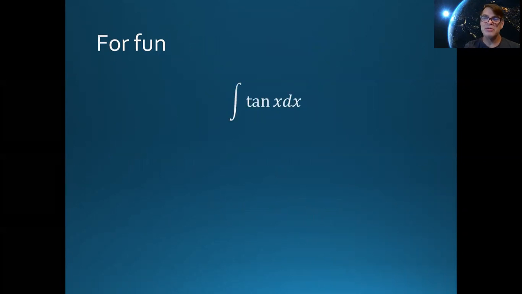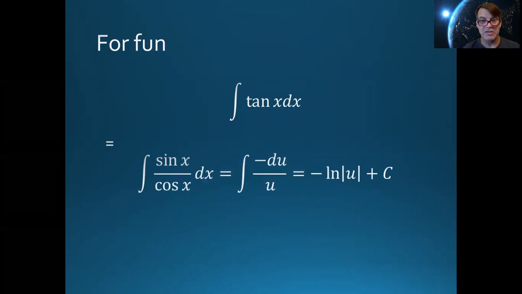Okay, so let's use some of the things that we've learned to figure out what the integral of the tangent of x dx might be. Tangent of x is the same as the sine of x over the cosine of x. So we've just taken tangent and broken it down into sine over cosine. Okay, great. Now here's the tricky step.